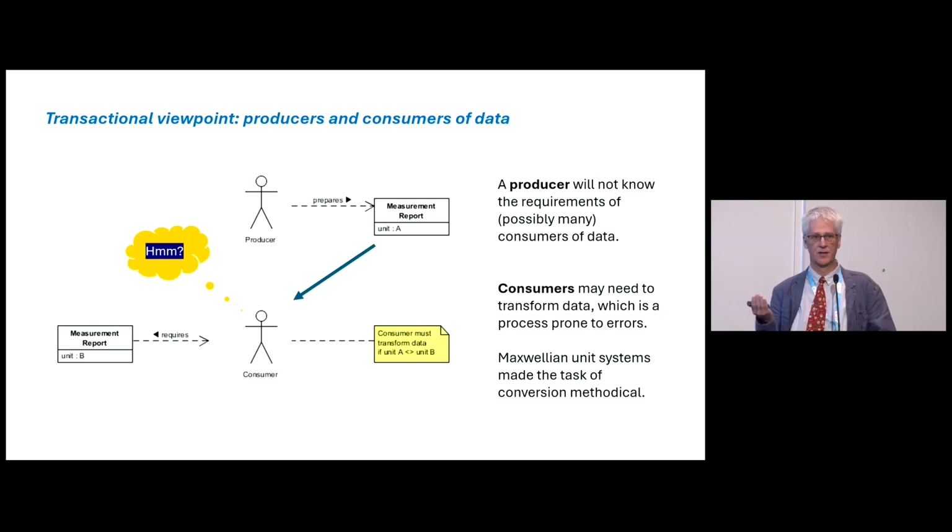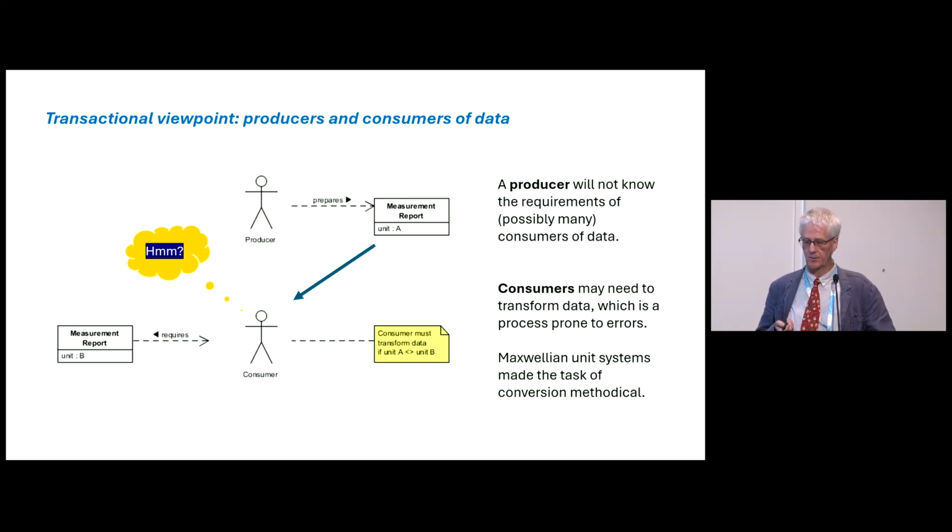We've got a transactional situation. We've got people who produce data, and those people don't necessarily know what the consumers of that data need in terms of the format of their information. So the producer will put some units on a report, but the consumer may need a different set of units. And so it falls on them, the burden of converting from one format to another. And we repeat this over and over and over again, right? So what Maxwell did was provide a methodical and systematic way of doing this, which greatly improved the situation.